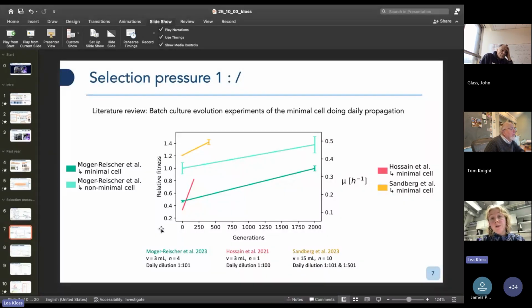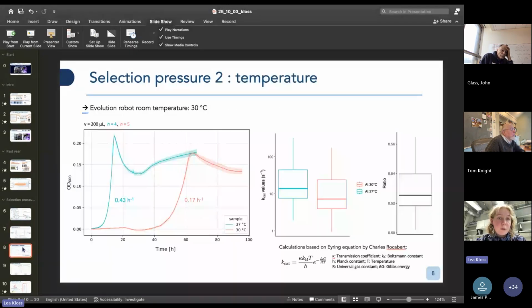So we know we can just do nothing, let them grow in optimal conditions, and we will probably already have some nice results. The difference here is that we will leave them in exponential phase and not grow them to stationary phase. The second selection pressure that we decided on is temperature, and because the room the robot is standing in is at 30 degrees, we can just keep one plate in the incubator and one plate in the room, and the growth rate is about half.